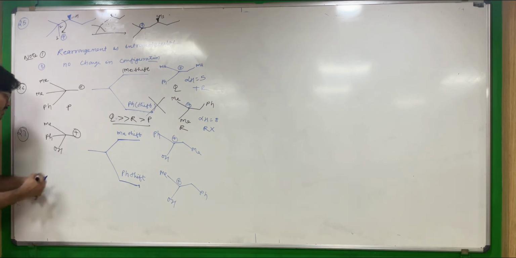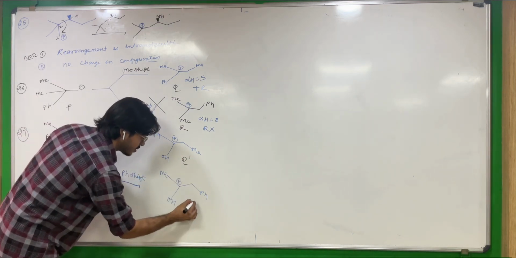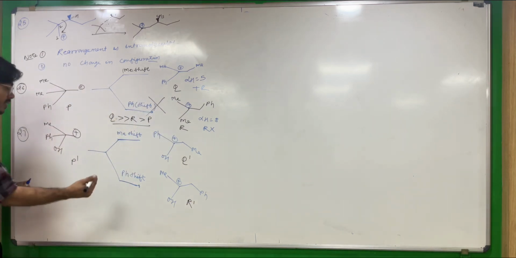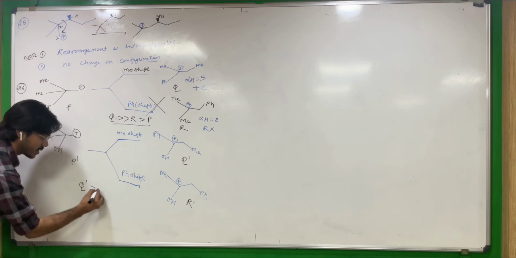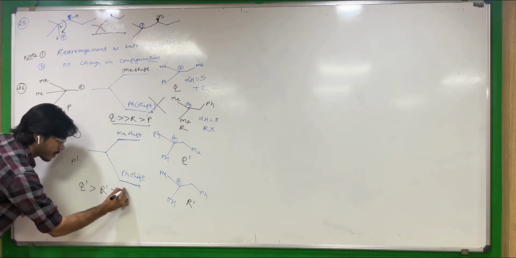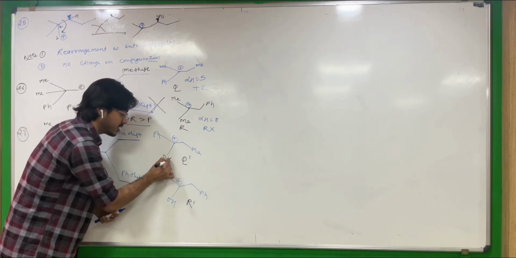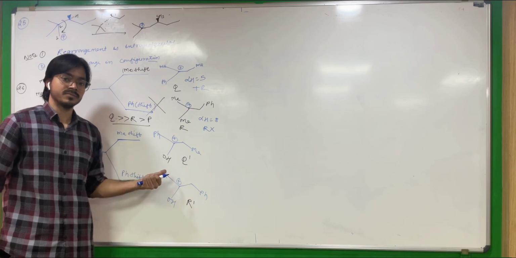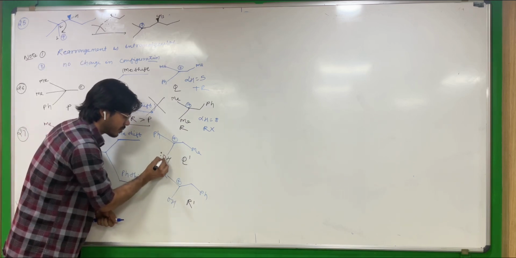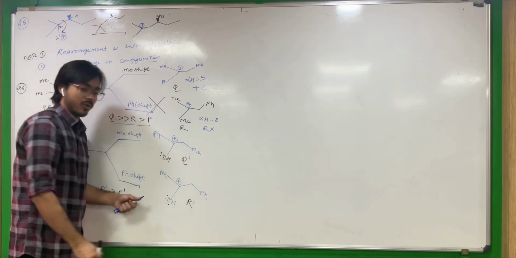Now take this as P dash, this is Q dash, and this is R dash. If you see the stability order, Q dash will be more stable than R dash, and then comes P dash. Now, in these two cases, why is this carbocation stable? What is the main reason for stability of carbocation? In Q dash and R dash, the main reason is back bonding. So they are more stable due to back bonding.